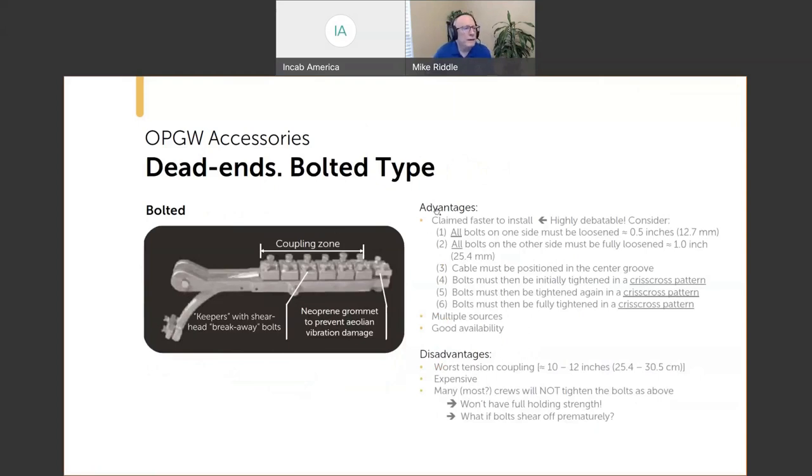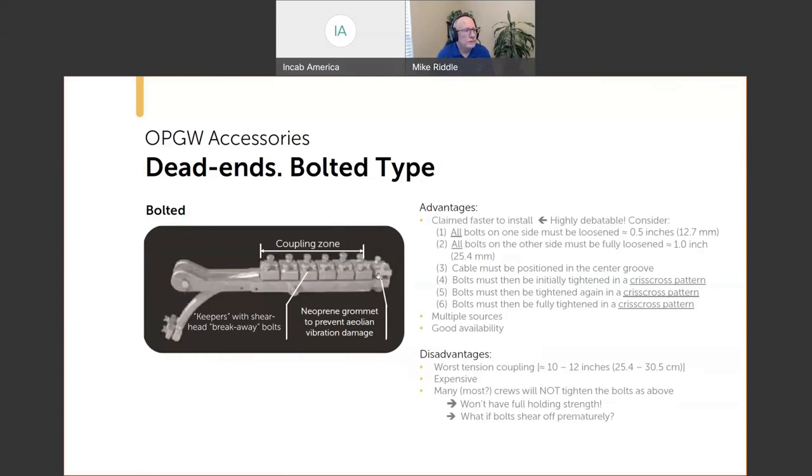But it does have some advantages. In terms of the tension coupling, it's the best of the three types that we're going to talk about. You can buy it from a lot of different companies. It has excellent availability, maybe in stock at a distributor, and it's quite inexpensive. So it does have its advantages, and there are a lot of utilities that use these. Nothing wrong with it. It's a very good dead end.